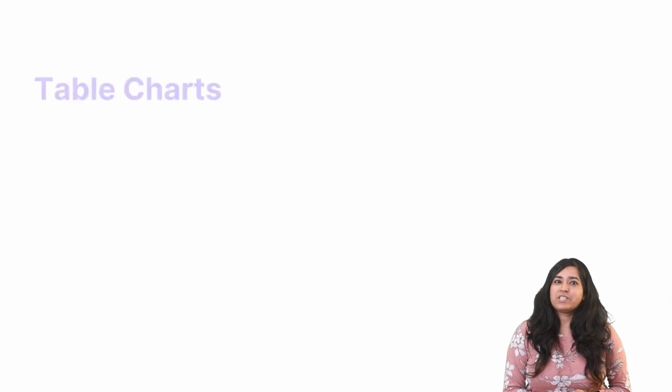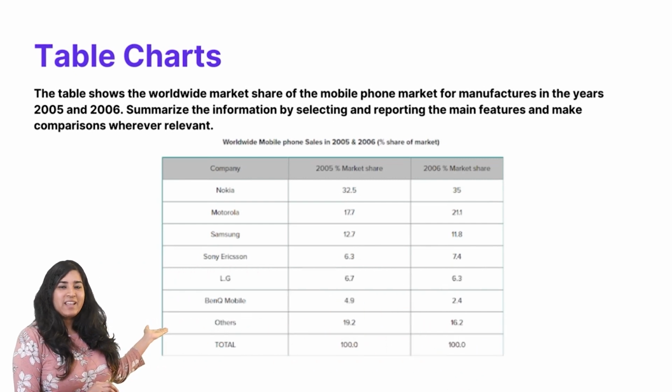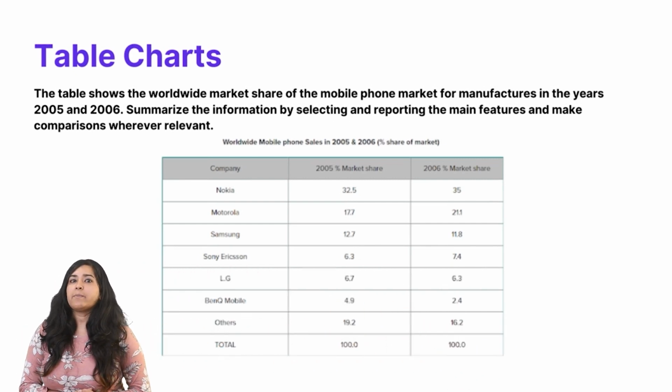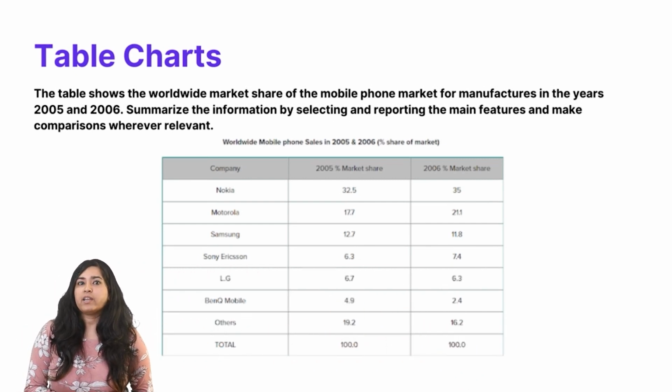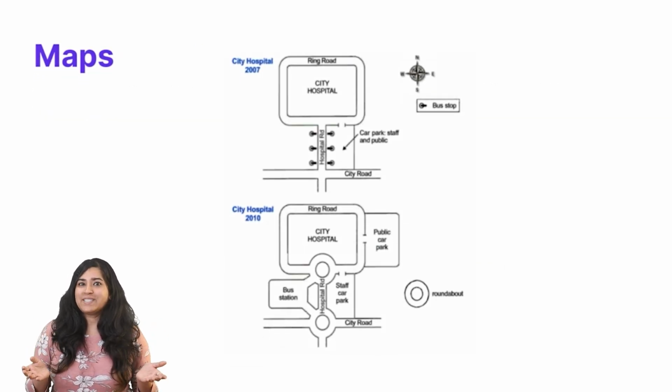Now, as the next question type suggests, you will be presented with a table, and the question would look something like this. The table shows the worldwide market share of the mobile phone market for manufacturers in the years 2005 and 2006. The next question type we have are maps.